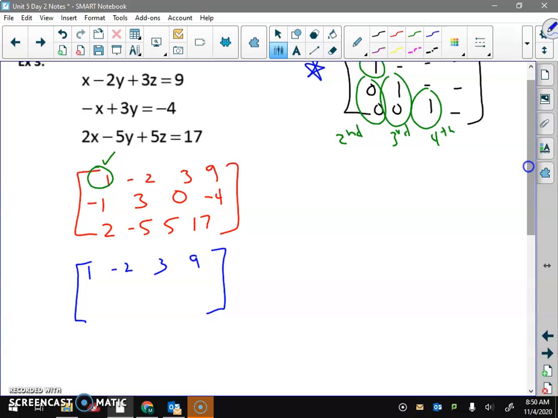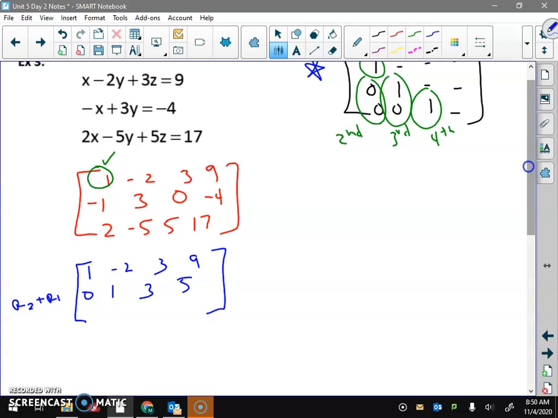All right, so I'm going to take row 2 and add it to row 1. Negative 1 plus 1 is 0. 3 plus negative 2 is 1. 0 plus 3 is 3. Negative 4 plus 9 is 5. Not only did it get me the 0 where I wanted it in row 2, column 1, it also got me a 1 in row 2, column 2. What a great move. So I got 3 pieces in place.